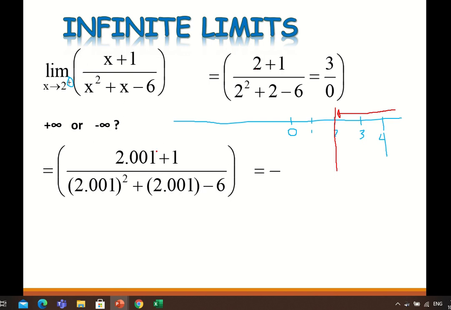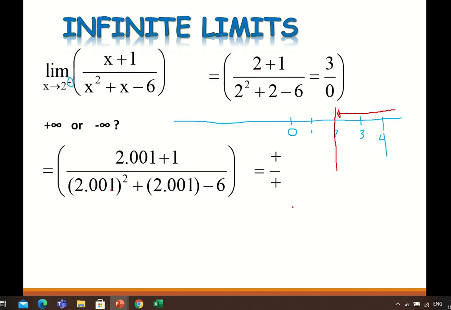So when you substitute x equal to 2.001, plus 1. Okay, so here, instead of 2, we use 2.001 for our x. You square that one, plus this one, and so on and so forth. So you will see that you have positive at the numerator, the denominator is also positive, so we can expect the quotient to also be positive.